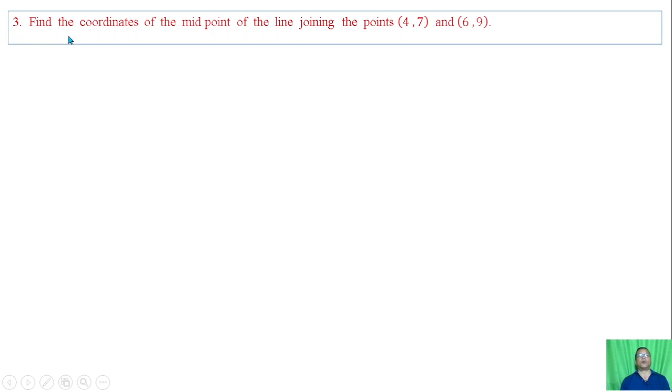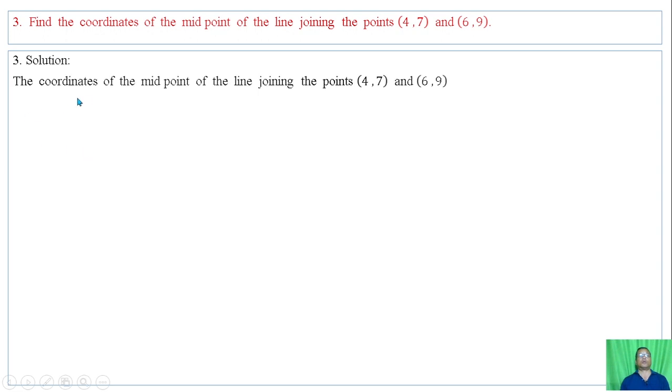Question 3. Find the coordinates of the midpoint of the line joining the points (4, 7) and (6, 9). The coordinates of the midpoint of the line joining the points (4, 7) and (6, 9) is equal to, we have to use (x1 plus x2) by 2, comma (y1 plus y2) by 2. Therefore, putting their respective values and solving, we get (5, 8).